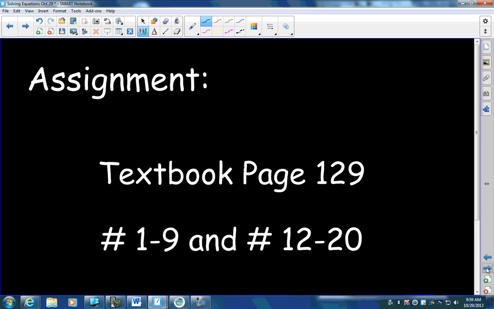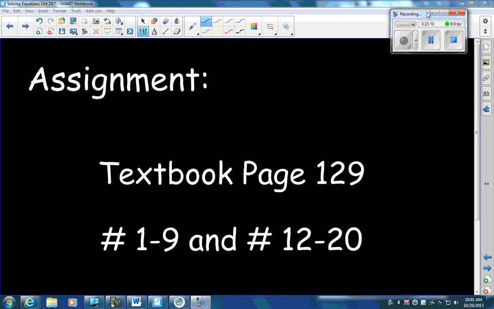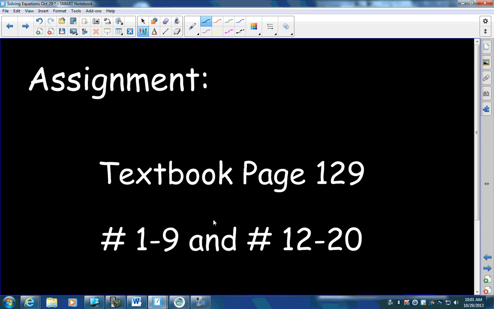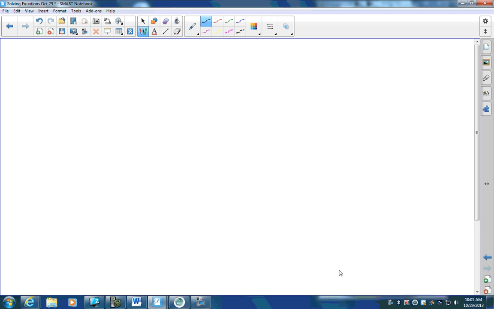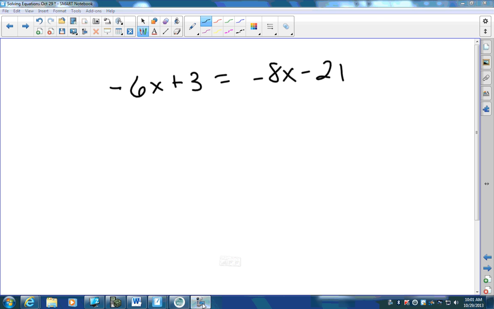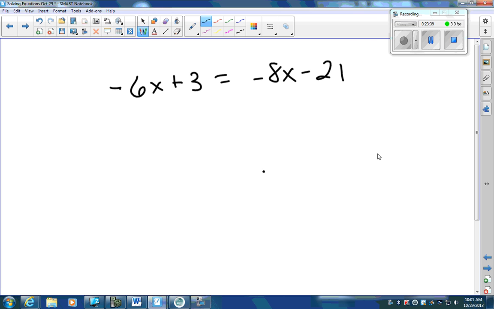Now, for more practice on this, you can go to this textbook page. These textbook pages will go over the type of problems that we just did. Now, I want you to look at another type. I'm just going to do one of these for right now, then tomorrow's lesson will go into more details. Minus 6x plus 3 equals negative 8x minus 21 on your paper.